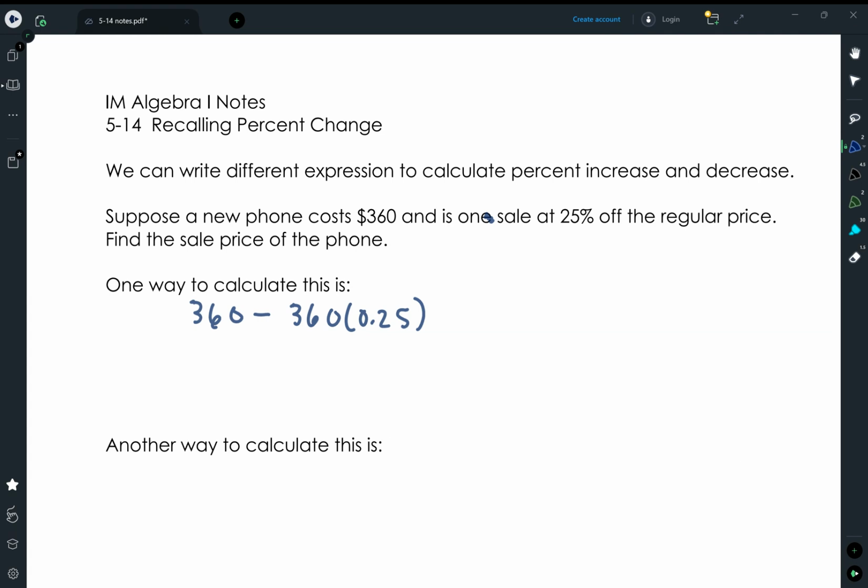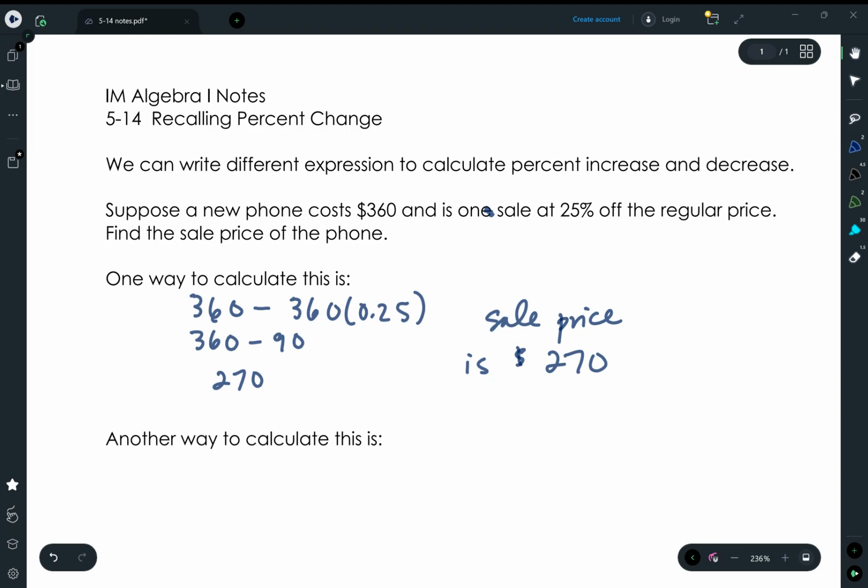So we're finding basically a quarter of 360, 25%, that's 1/4, and we're subtracting it. So 0.25, 25%, or 1/4 of 360 is 90. So that leaves us with 360 minus 90. And then we subtract, we get 270. So our sale price is $270.